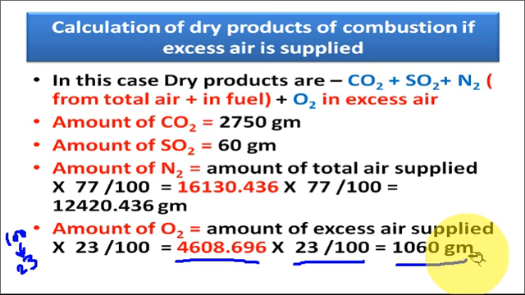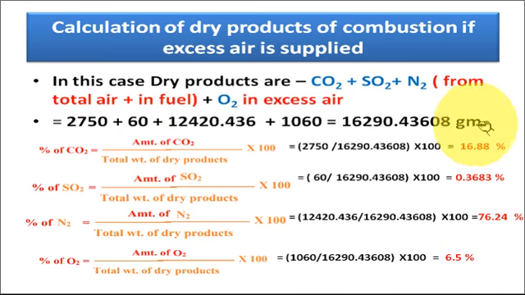So now it is clear. Amount of CO2 is 2750, amount of sulfur dioxide 60 gram, amount of nitrogen is calculated from the total air supplied, which includes the excess air also, while amount of oxygen is calculated only from the excess air supplied. So these are the amounts of the various dry products. Now the total of these dry products will be the amount of carbon dioxide, sulfur dioxide, nitrogen and oxygen. This is the total weight of the dry product.